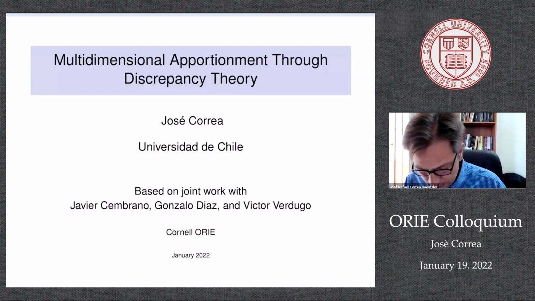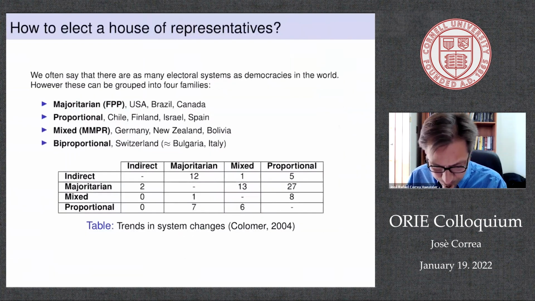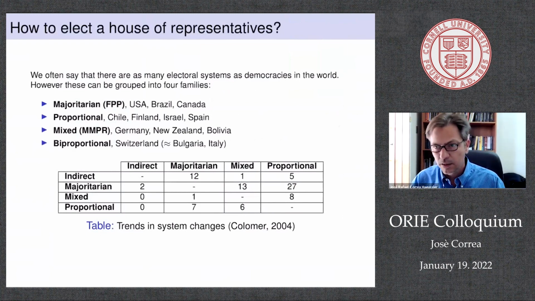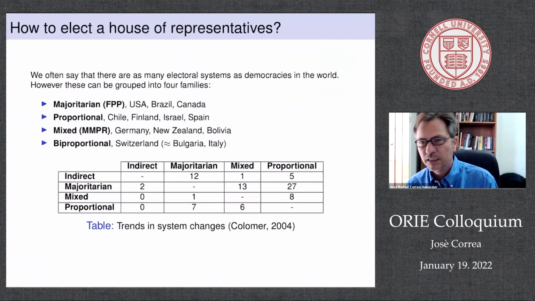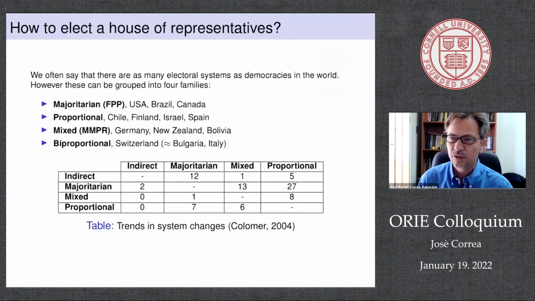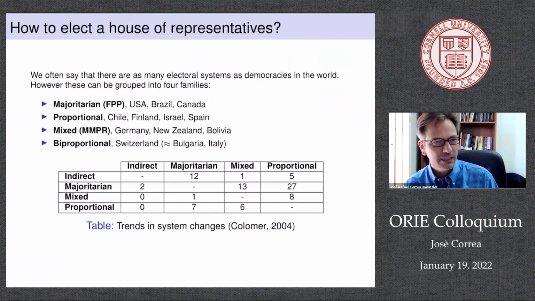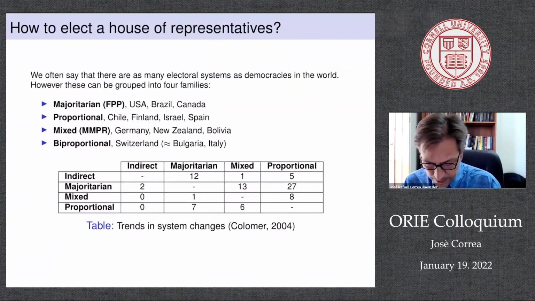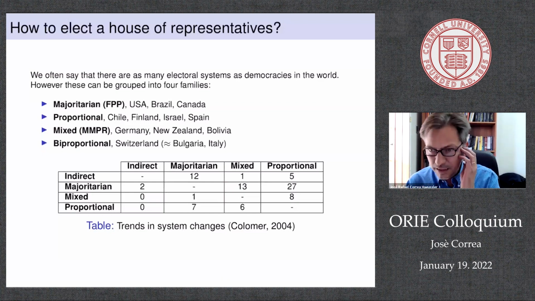So, let me get started. The basic question is how to elect a body of representatives, say a House of Representatives, a parliament, or whatever. There are, of course, zillions of systems, and we often say that there are as many systems as democracies in the world. Actually, there are more systems than democracies, because even each democracy has more than one house, and each house has a different method for the election.